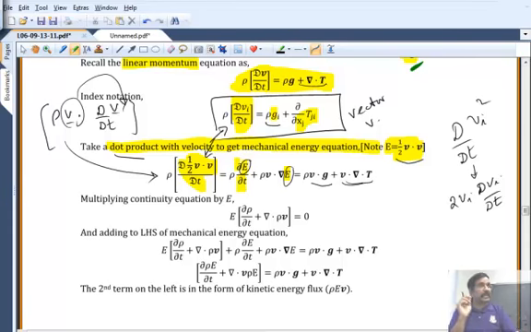So the short lesson is that the mechanical energy balance is obtained from the momentum balance by dotting it with V, and then reinterpreting that 1/2 V dot V as the kinetic energy. Now multiplying the kinetic energy by the continuity equation is still 0. The continuity equation says d rho dt plus del dot rho v equals 0. Multiplied by E, it's still 0. And the reason I'm doing this mathematical manipulation is I can add that to the left hand side.